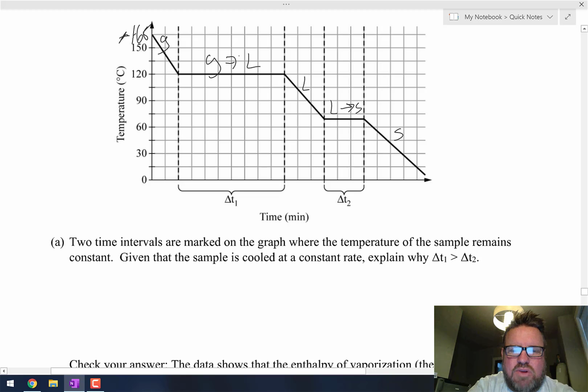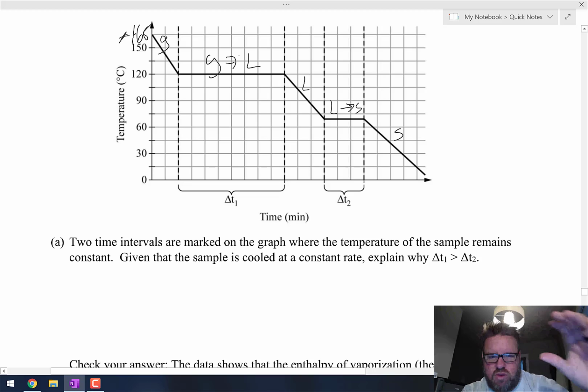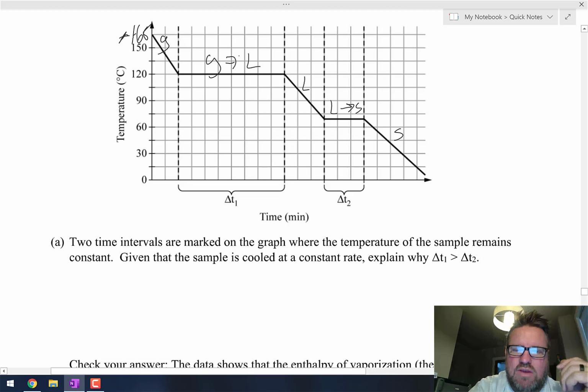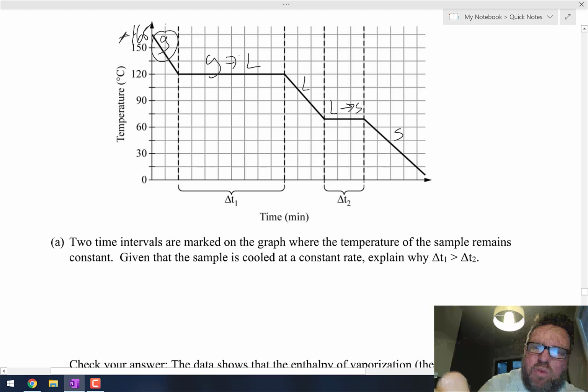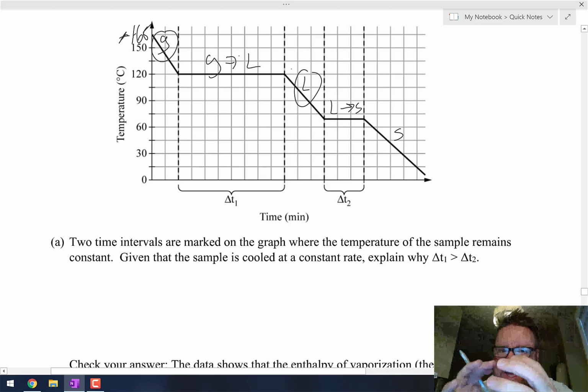Given that the sample is cooled at a constant rate, so they're lowering the temperature, they're removing heat at a constant rate. Why is T1 basically longer? Why does it take more time than T2 does? Okay, remember that when it's a gas, those particles are completely independent of each other. Okay, when it's a liquid, they're already together. They just have to get into a position where they're not going to move anymore.